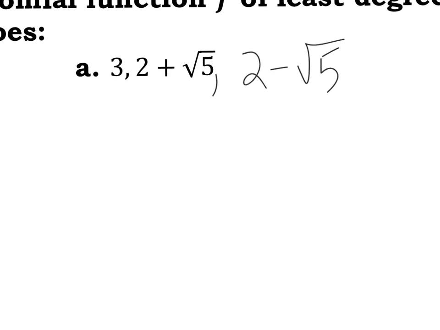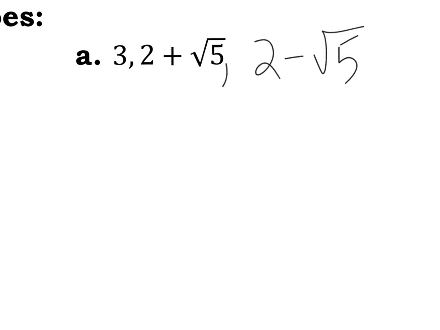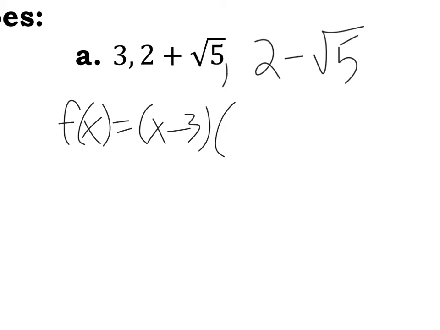So let's finish problem A right now. My first 0 is a positive 3, so I'm going to flip the sign, and I'm going to write f of x equals x minus 3. My next 0 occurs at 2 plus the square root of 5. That's one number. I understand you're reading two numbers, but that is one number. You can type in 2 plus the square root of 5, and the calculator will tell you it's 4 something.